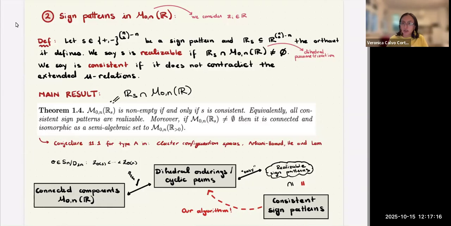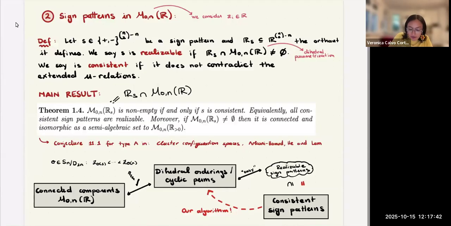And because of our proof strategy, we also show that in case this intersection is non-empty, then it is actually connected. It will be one of the connected components of M0 and R. And it's going to be isomorphic as a semi-algebraic set to the positive points, which means asking all of the u's to be positive.